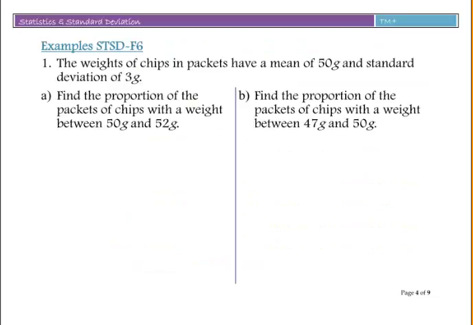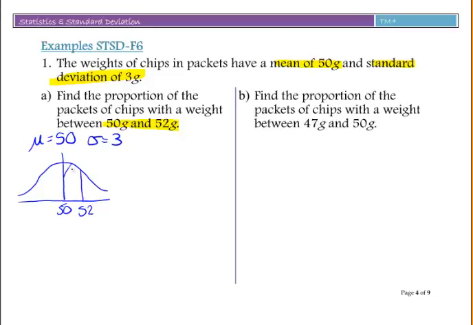The weights of chips in packets have a mean of 50 grams and a standard deviation of 3 grams. Find the proportion of a packet of chips with weight between 50 and 52 grams. So let's write down our information. Mean is 50, standard deviation is 3. If I draw a picture, my mean is here, and it's saying between 50 and 52 grams. So 52 is here. We want that area there. So it is just the area above the mean.